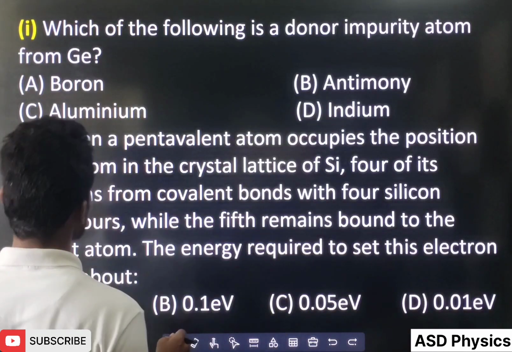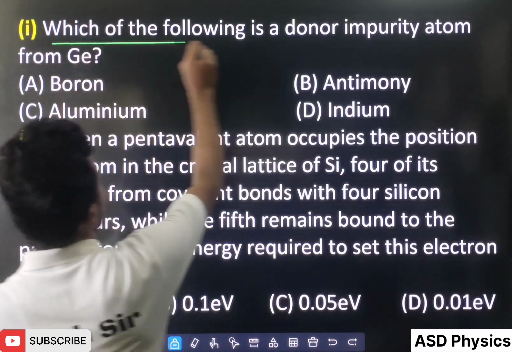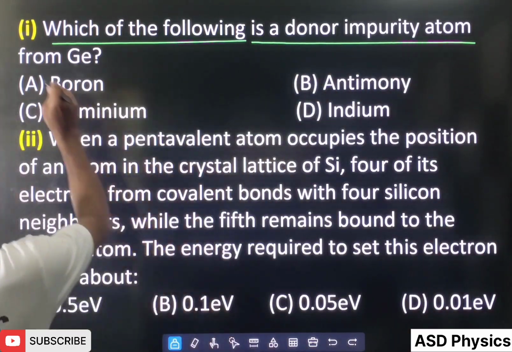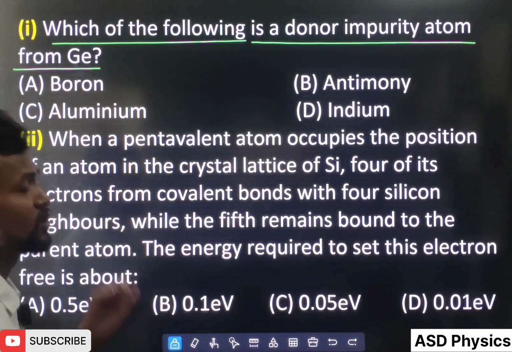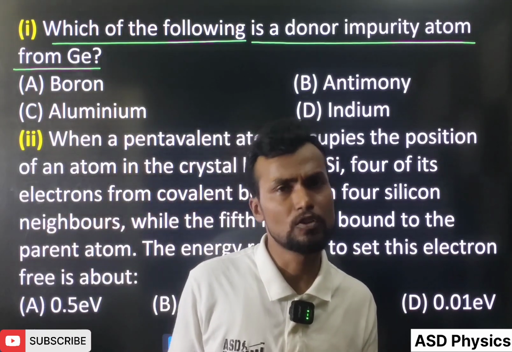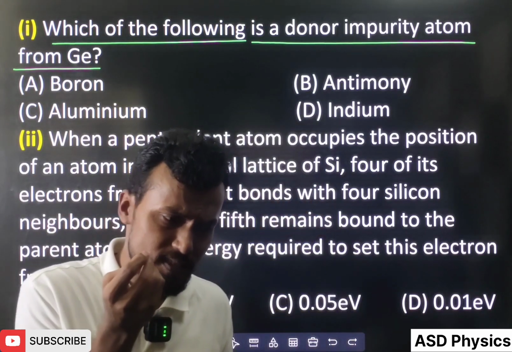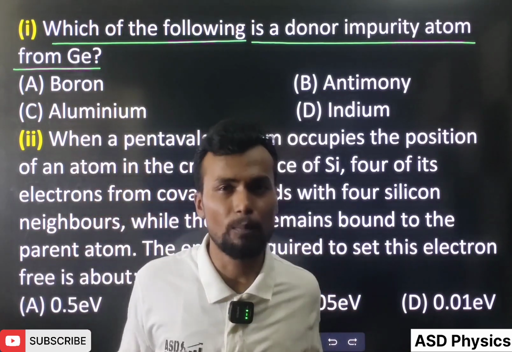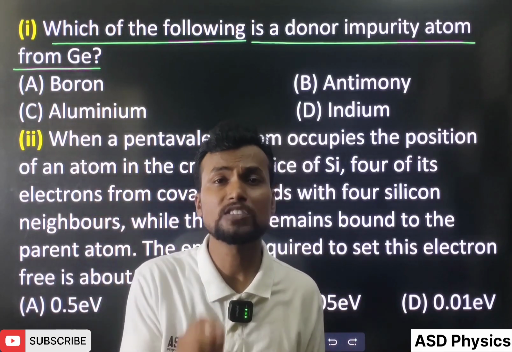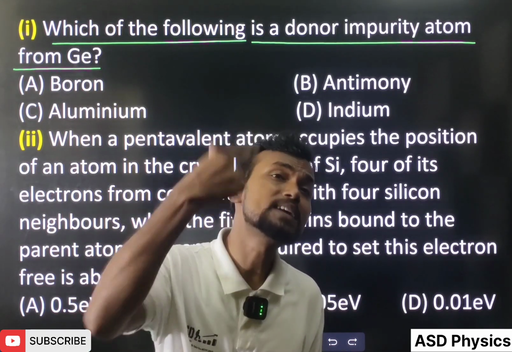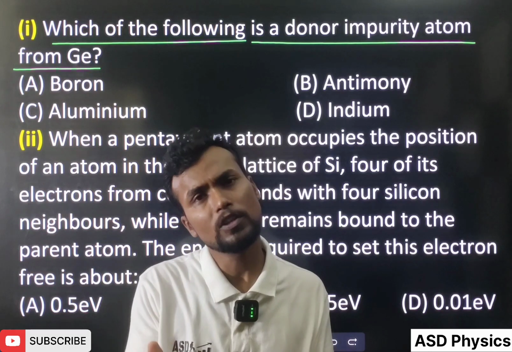So what is the question here? See the first question. Which of the following is a donor impurity atom for germanium? You know, two kinds of semiconductors are there, one is silicon, one is germanium. I will take the example of silicon. When silicon is in pure form, with no doping, it is called an intrinsic semiconductor, but its conductivity is very less. To make it somewhat more conducting, what we will do is doping.